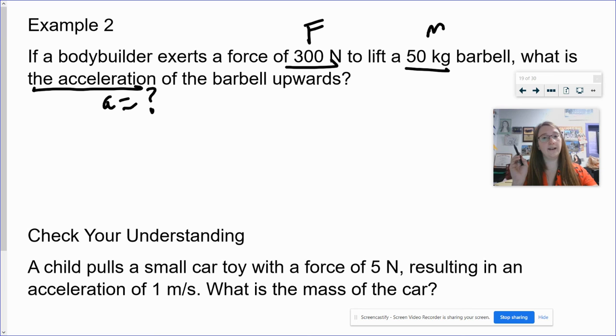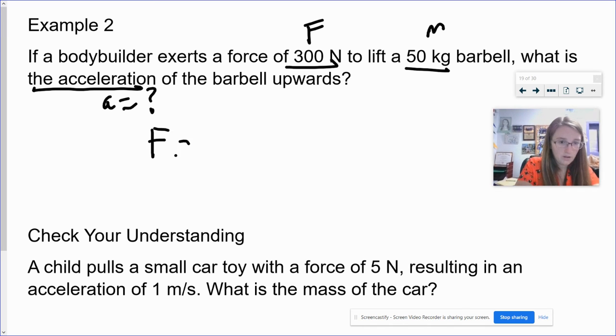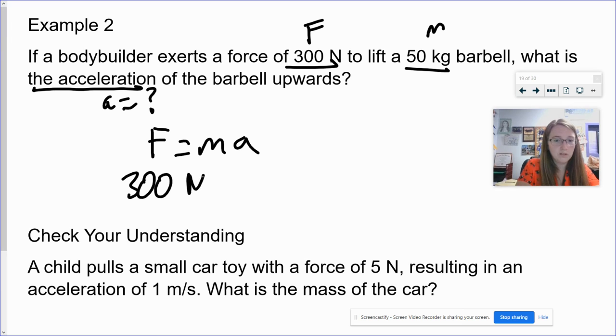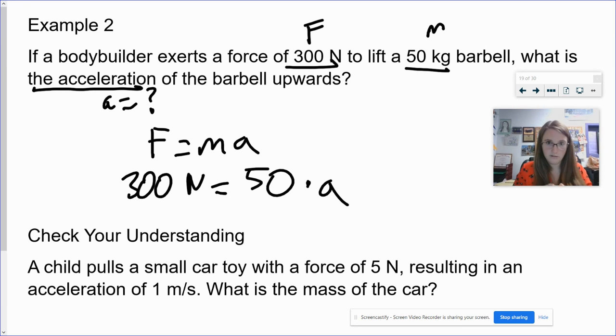So there's all of our variables. We know the force he's having to exert to lift it. We know the mass of the barbell, and then we're going to be able to find the acceleration. And how do we do that? Well, we know force equals mass times acceleration. I've got 300 newtons for my force. I've got a mass of 50 kilograms, and I'm trying to find A. So pretty simple, right? This is a very easy question. All I have to do to solve for A is divide by 50.